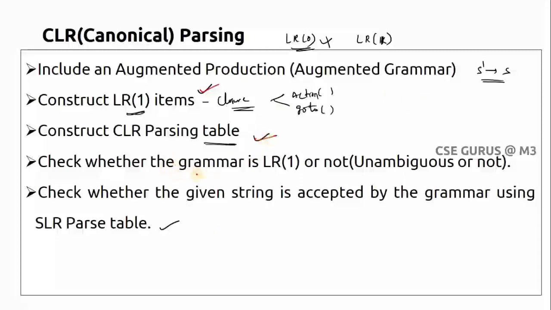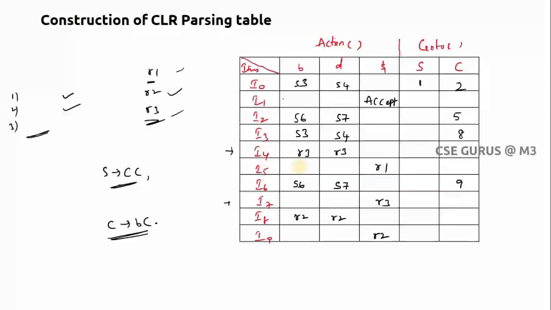And of course, check whether the grammar is LR(1) or not. How to check it out? The same as in SLR. You have to check the parsing table such that it is unambiguous, meaning no cell should have more than one action. Let us suppose I take this cell, I4 to B. You have only one action, R3. It's not like you have to take either R3 or some other operation. So only one action in every cell. That is what we call not ambiguous.